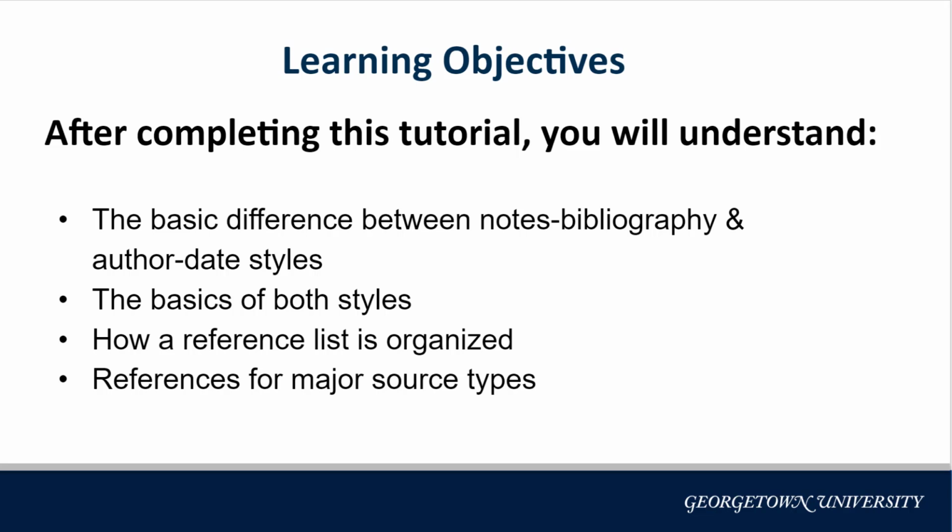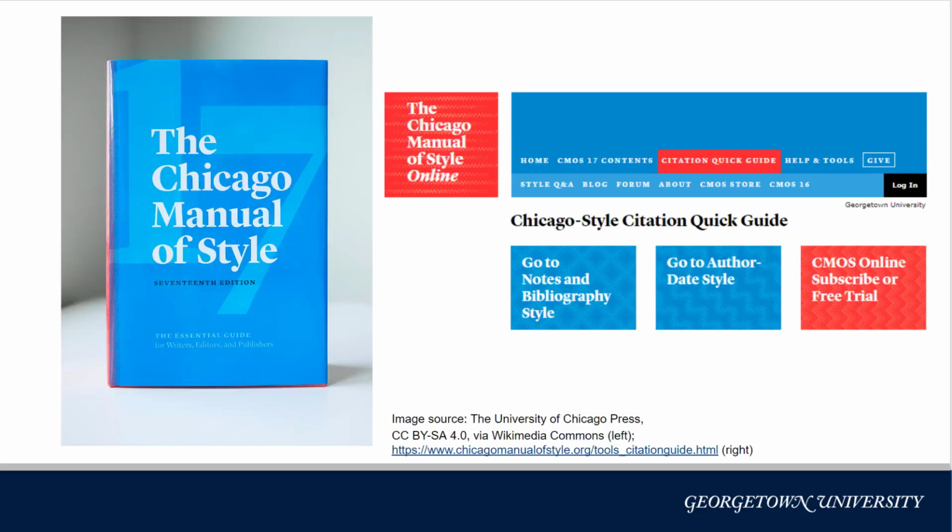After completing this tutorial, you will be able to understand the main differences between notes bibliography and author date styles, the basics of both styles, how a reference list is organized, and references for major source types. Let's get started. The Chicago Manual of Style is currently in its 17th edition.